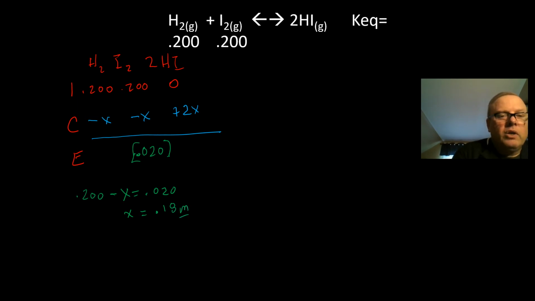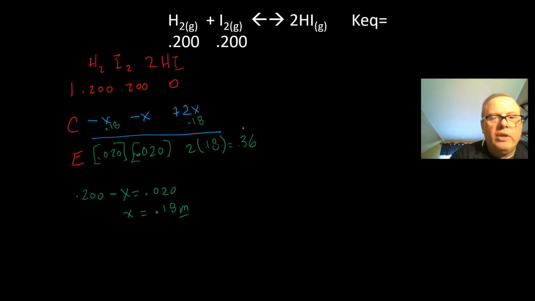All right, so now I know some things. Because X is now equal to 0.18, this will also equal 0.020, and this will equal 2 times 0.18, which is 0.36 molarity. And now I've got these concentrations: the concentrations for both reactants here, as well as 0.36 here, for my product.